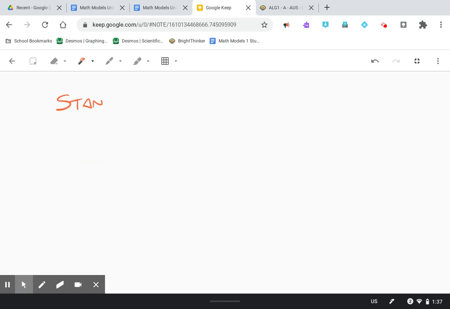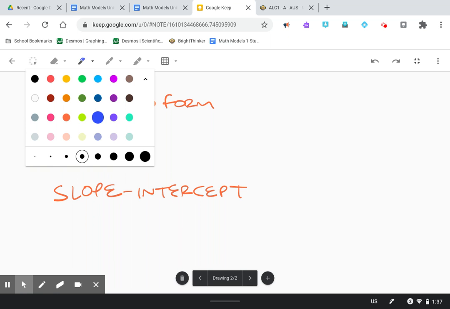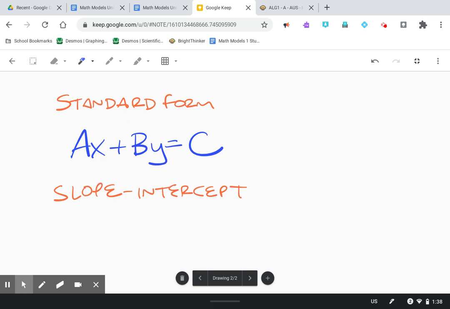We have the standard form, which is what we're going to be working with in this lesson, and we'll also have the slope-intercept form. So I'm going to just note those here. First thing, standard form is written in the following way: AX plus BY equals C, where A, B, and C are some number.